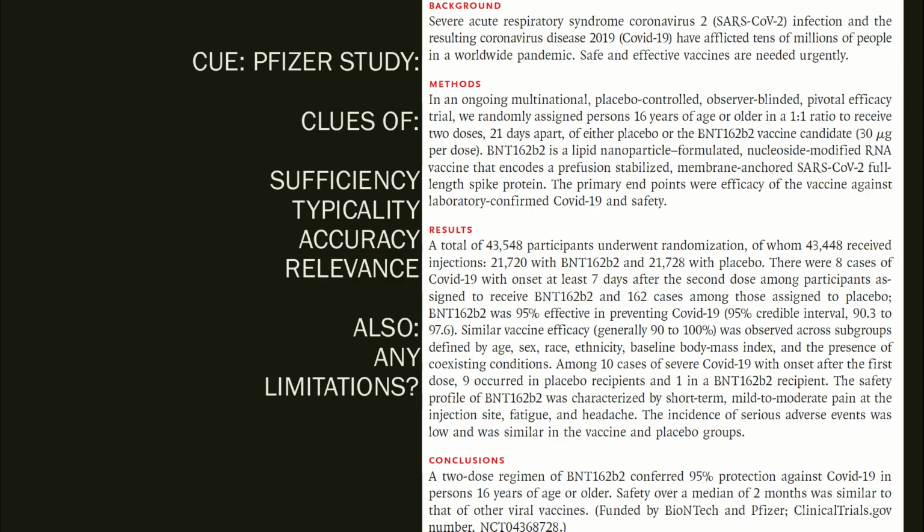I put it on this slide in a way that I can read it to them all at once, and they can look for clues about sufficiency, typicality, accuracy, and relevance in terms of how effective the vaccine is in the study. And then I also ask them a bonus question: do you see any limitations here? And I give them a chance to talk through each of those with each other, and then we have a discussion as a class.